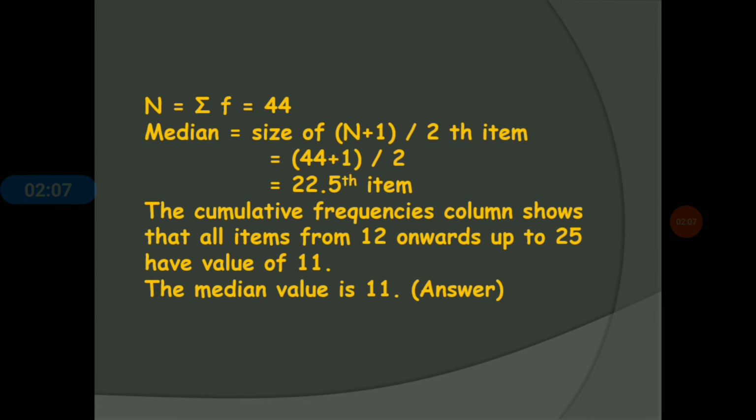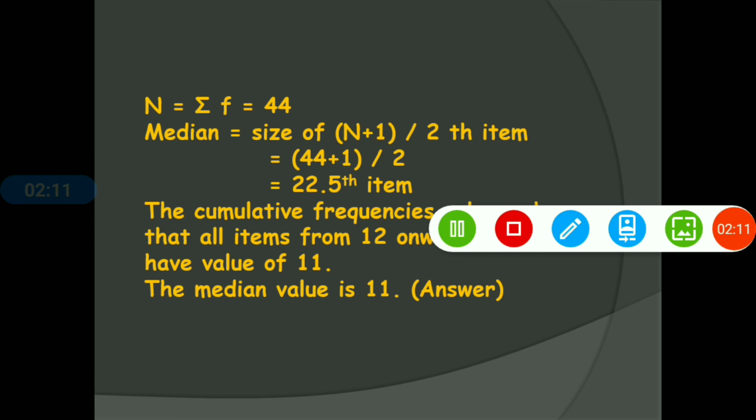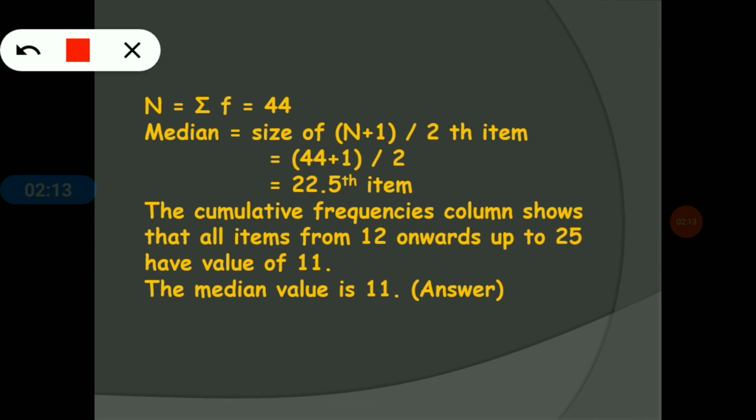So we all know that n is equal to summation f, which is equal to 44, and this is an even number series. That is why median is equal to the size of (n plus 1) by 2th term. So (44 plus 1) divided by 2, that means 22.5.